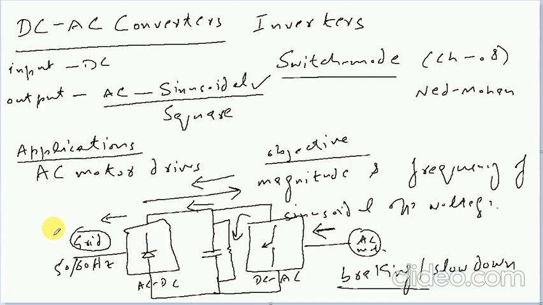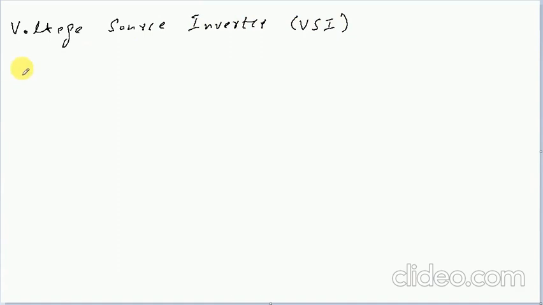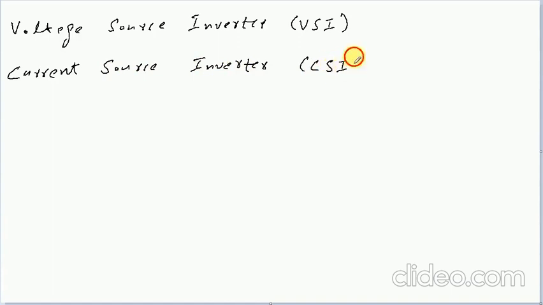Now, there are generally two types of inverters. One of them is labeled as a voltage source inverter, with the abbreviation VSI, and then we can also have a current source inverter, that is called CSI.